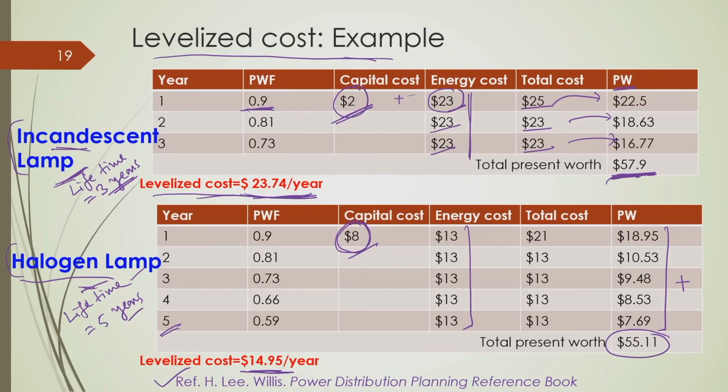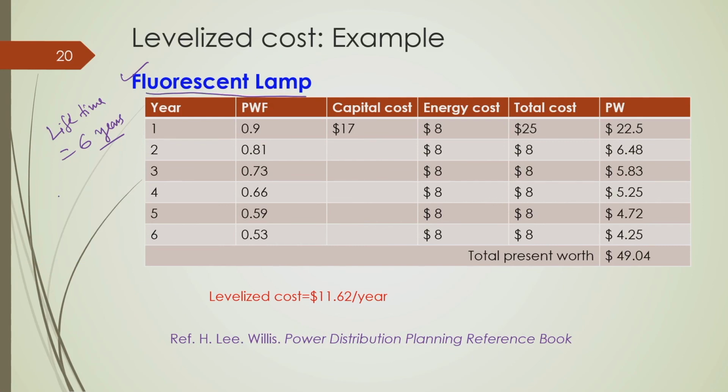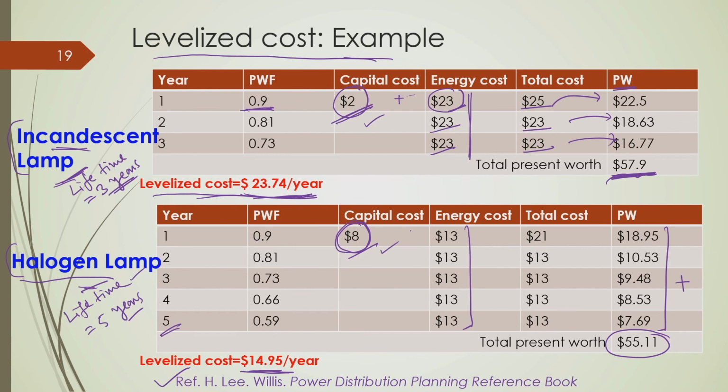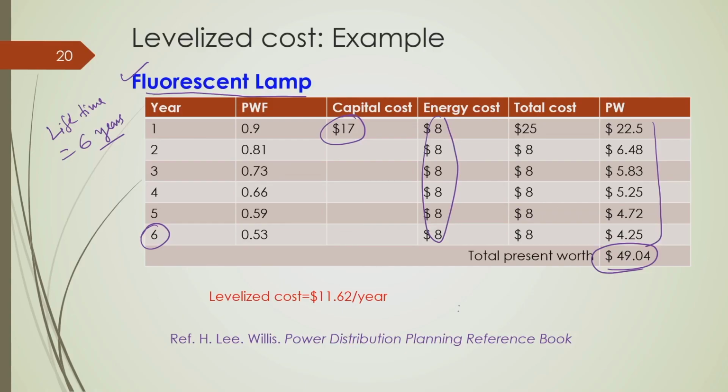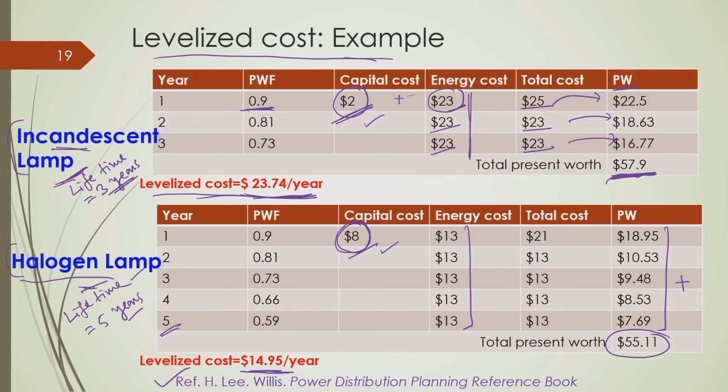So, just by looking at this capital cost, you cannot decide the actual cost it will incur in future years. Okay. So, you have to do this present worth analysis as well as you have to do this levelized cost analysis. Now, in the third type, that is fluorescent lamp, this capital cost is much higher. You can see as compared to this halogen or incandescent lamp, it is much higher, but energy cost is significantly lower, and so is the total present worth cost, which is around $49. Okay, and that is also for a span of 6 years. That is something that one should notice. So, when we convert this present worth to the levelized cost, you will get around $11.6 per year, which is of course significantly lower than this incandescent lamp and also lower than the halogen lamp.